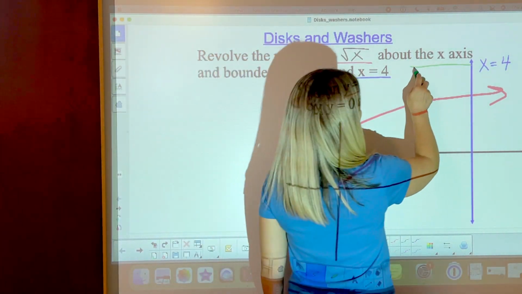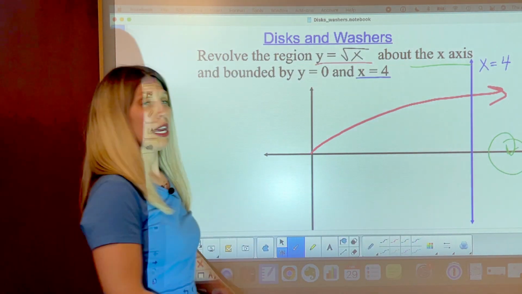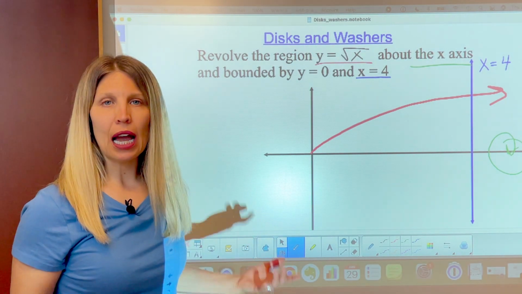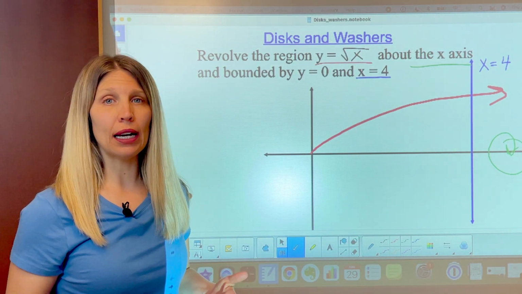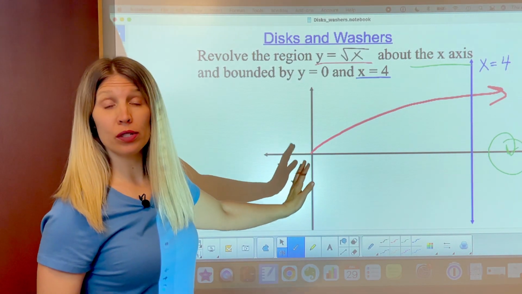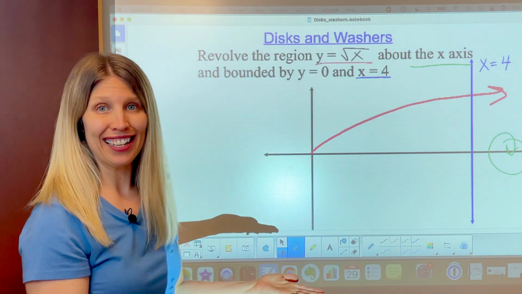We're going to rotate this thing around the x-axis. It's going to spin over this line right here. And it's just going to keep spinning. So what does that look like? I'm going to show you a 3D version right now so you can see what this function, bound by y equals 0 and x equals 4, will look like if we take it and we spin it.